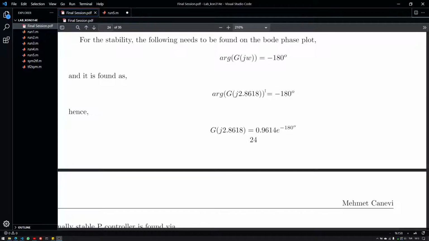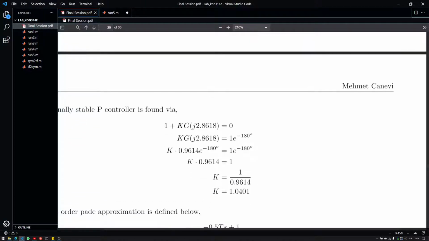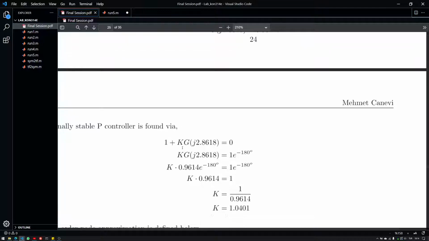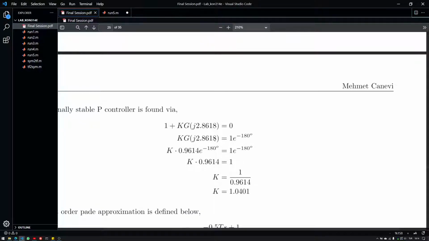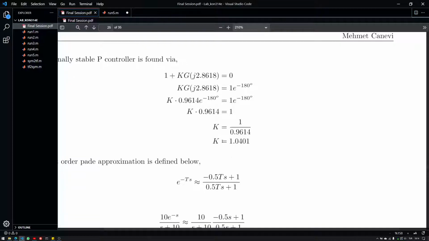Now we can see that line by line we can work out that at negative 180 degrees we have 0.96 as the gain value, and 1 plus kG(j 2.86) equals 0 can be also written. You can also work out it yourself. Here we can see that basically these terms here cancel out, and that's also the reason why we look at e to the power of minus 180 degrees. There should be a j, by the way, here. And k equals 1 divided by 0.96, which gives us 1.